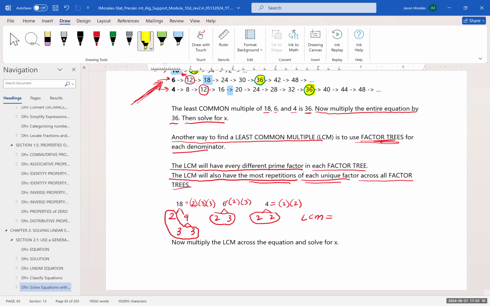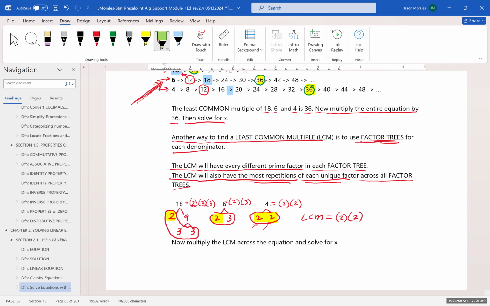Now, the least common multiple is going to have every single unique factor that we see. So what do we mean by unique factor? Let's look at 2. What's the most number of 2's that we have in all of the factor trees? The most number of 2's that we've got is 2 of them here. So our least common multiple is going to have two 2's.